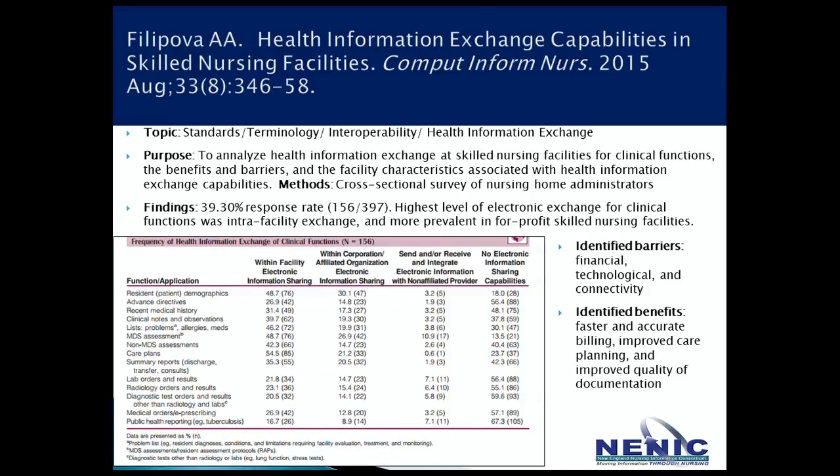So this one is focused on health information exchange capabilities in skilled nursing facilities. They did a survey of nursing home administrators to analyze what health information exchange sharing they had at their facilities. It was a decent response rate, 39%, and they found, maybe not surprisingly, that the intra-facility exchange was pretty high across all of these, and less exchange was happening with non-affiliated organizations. They found that it was more prevalent in for-profit skilled nursing facilities.